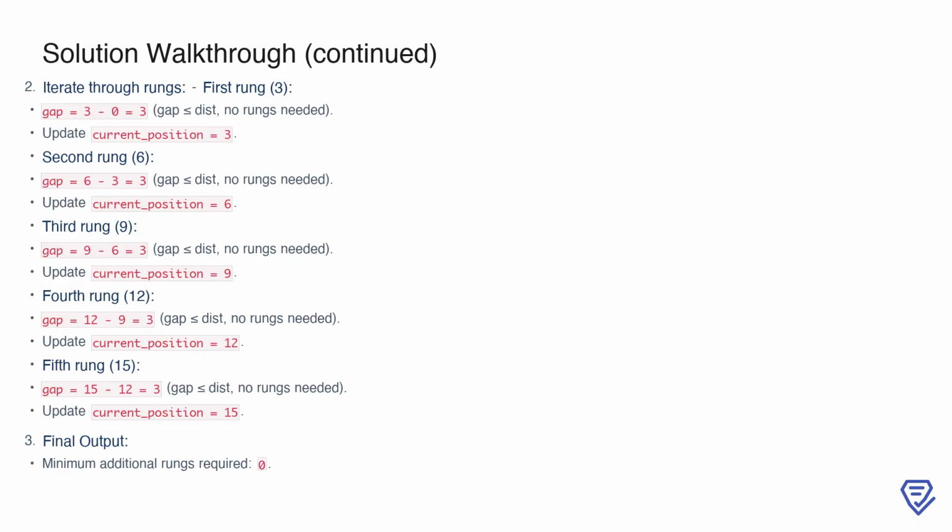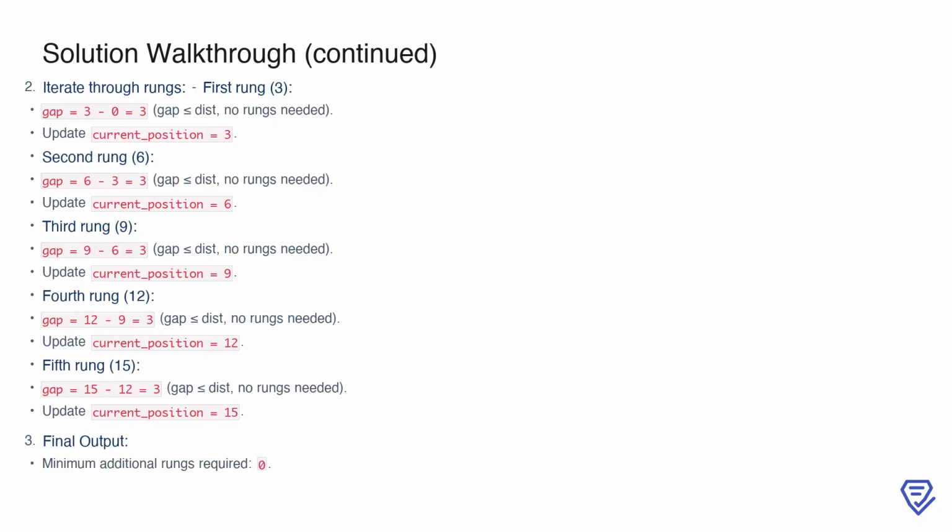Similarly, the gap to the second rung at position 6 is 3, so no additional rungs are needed, and we move to 6. The same reasoning applies to the rungs at positions 9, 12, and 15, as each gap is 3, which is less than or equal to dist. Therefore, no additional rungs are needed throughout this example, and the final output is 0. This demonstrates how the solution dynamically calculates the required rungs based on the given distance and the placement of the ladder rungs.